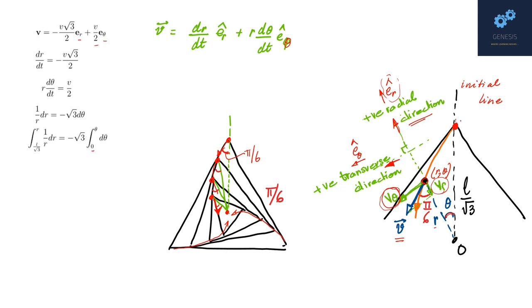When the particle was here, the value of theta was 0 and the distance from the centroid was L by root 3. When it is at a general position, the value of theta is some general theta and the value of r is some general r. Integrating this, you get an expression like this. This is the polar equation of the path.